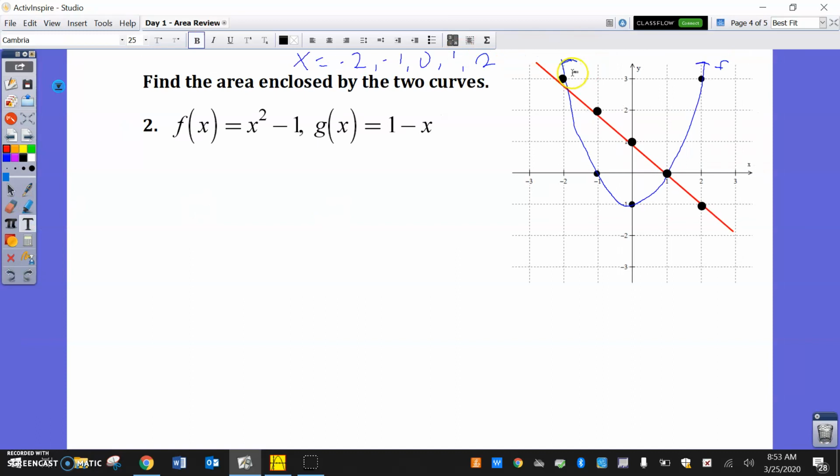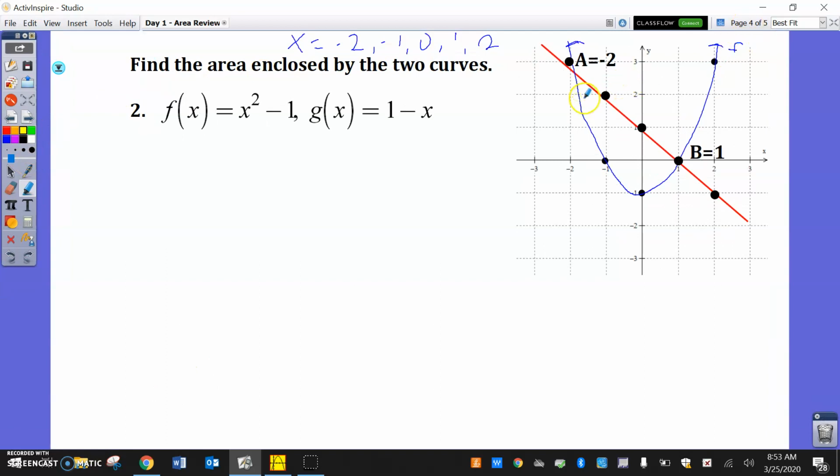Okay. So this is the first intersection point. So this is my A value. And if I look here, the x value is -2. So A is going to be -2. And then here's the second place they intersect. So B, that x value right there, is +1. Okay. So what we're finding on this one is this area right here. So let's go ahead and set up our integral.